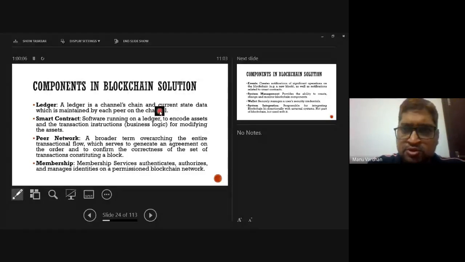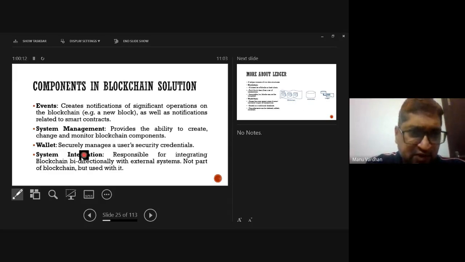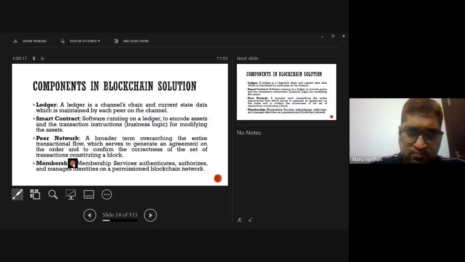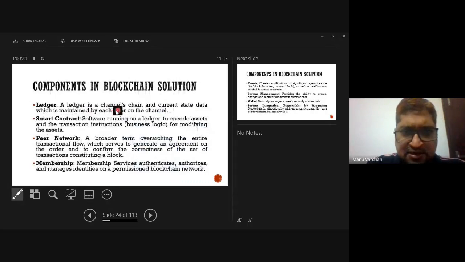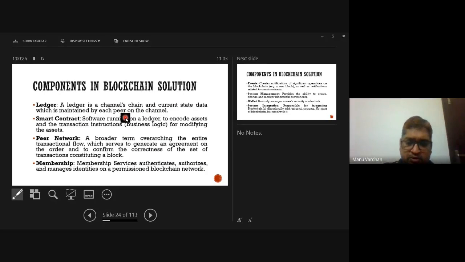In the components in a blockchain solution, we have ledger, smart contract, peer network, membership, events, system management, wallet, and system integration. So ledger, as you know, is a channel's chain and current state data which is maintained by each peer on the channel. So you can understand ledger as a book of records or as a ledger of records. So these records should be maintained, and the current state should be replicated to all the peers who are taking part in the blockchain.